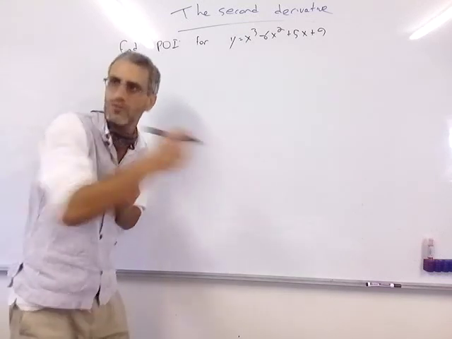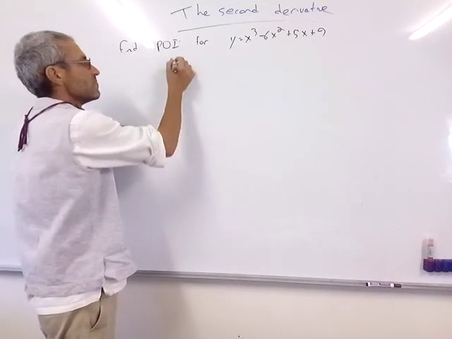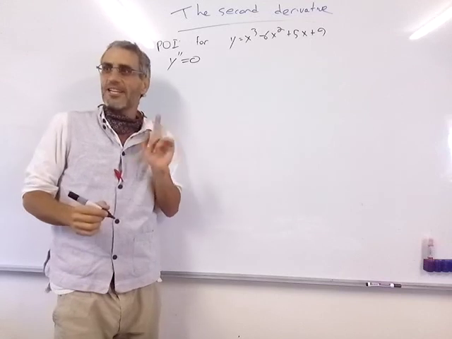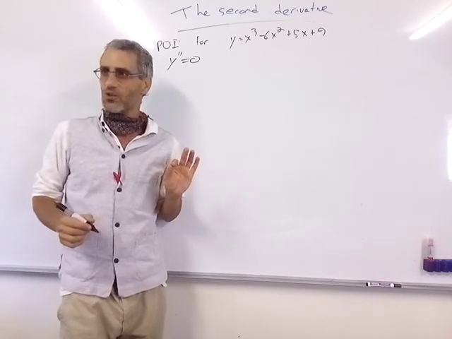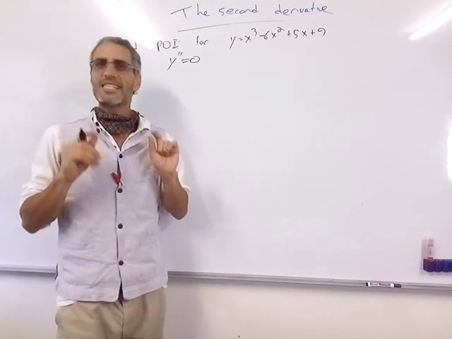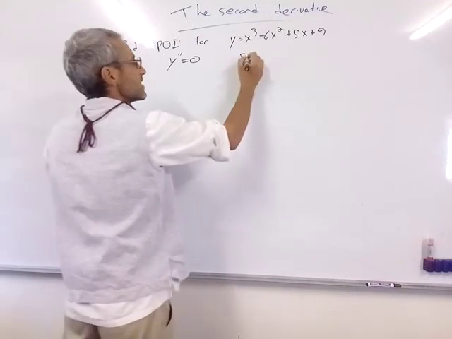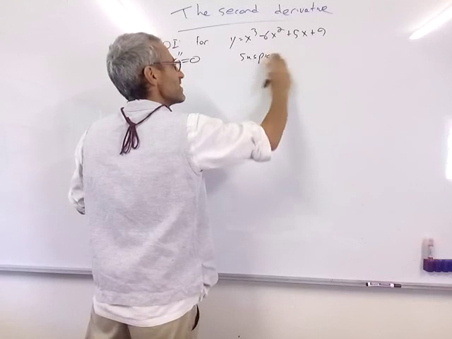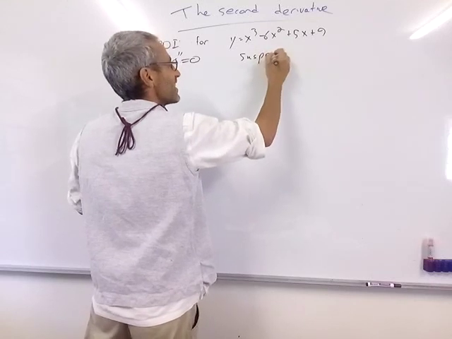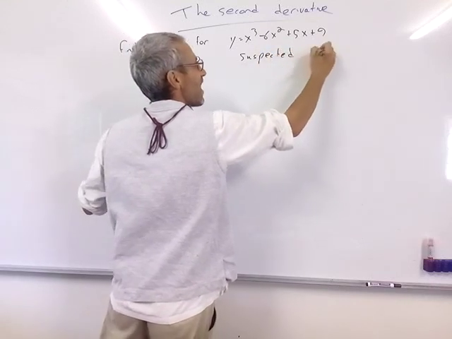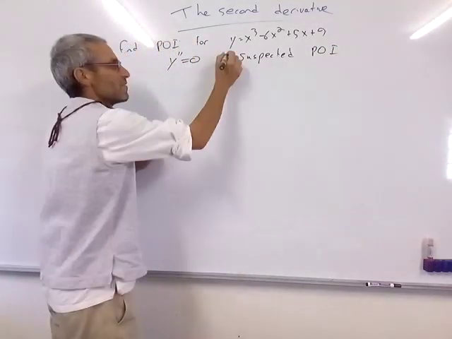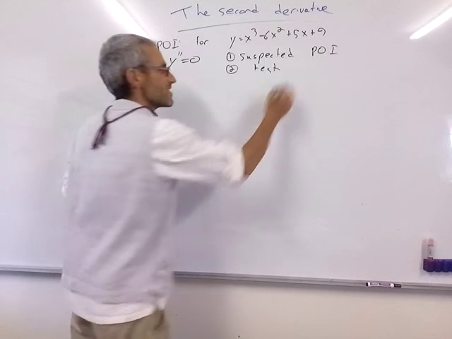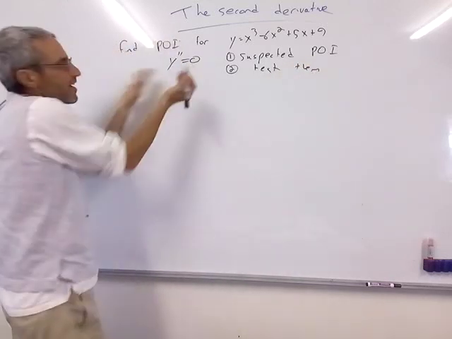It goes from positive to negative. In other words, the second derivative must be naught. But the fact that it's naught is not necessarily a point of inflection. So first of all, let's find the suspected points of inflection. First we're going to find them, and then we're going to test them. So we're going to find the second derivative.